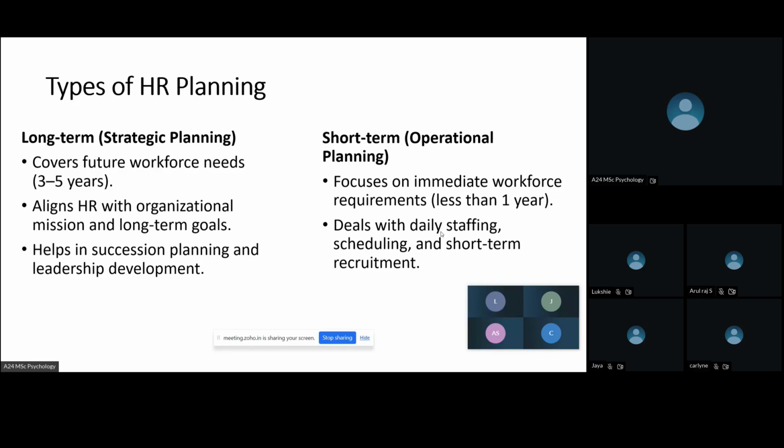And then short term planning is nothing but immediate workforce, which means in 1 year's time we have to complete this client's ask and provide the project to them. That is one example of short term or operational planning, which means we just need more employees working for this client, so that we can provide the end product to the client on time, as already agreed. So this is one example, and it deals with daily staffing and scheduling and short term recruitment. These are the types of HR planning that are being discussed in our book.